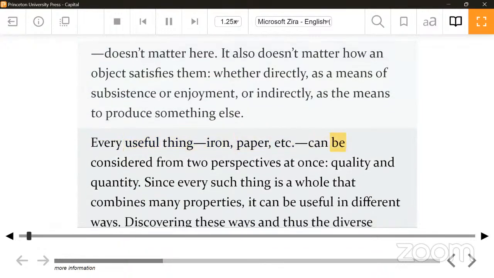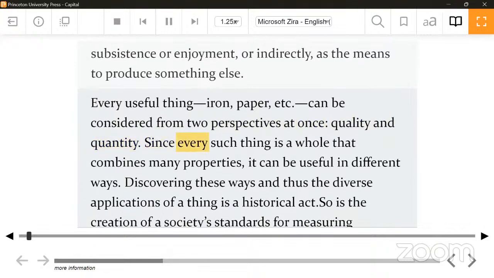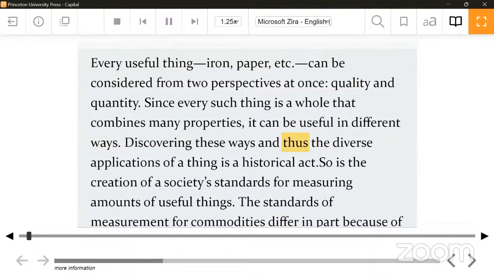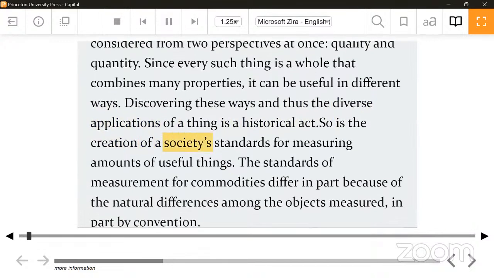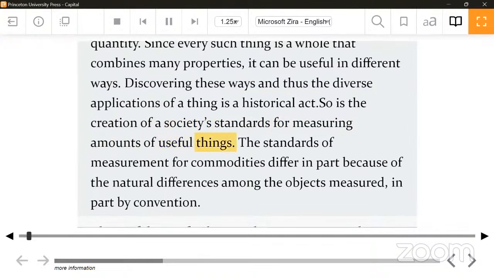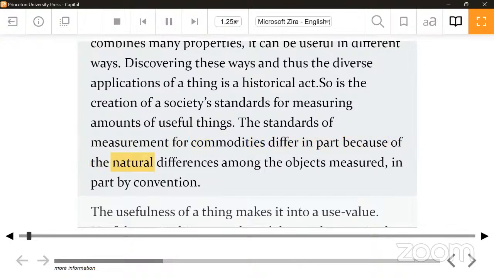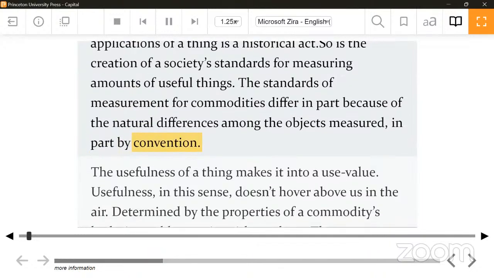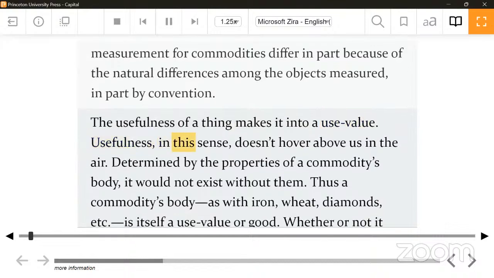Every useful thing, iron, paper, etc., can be considered from two perspectives at once, quality and quantity. Since every such thing is a whole that combines many properties, it can be useful in different ways. Discovering these ways and thus the diverse applications of a thing is a historical act. So is the creation of a society's standards for measuring amounts of useful things. The standards of measurement for commodities differ in part because of the natural differences among the objects measured, in part by convention. The usefulness of a thing makes it into a use value.